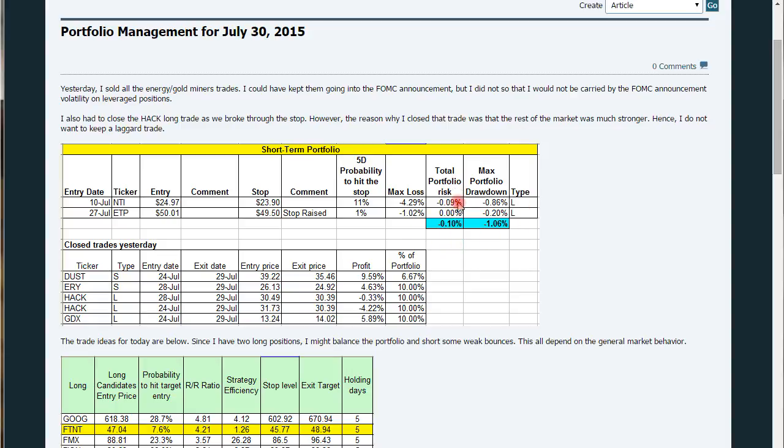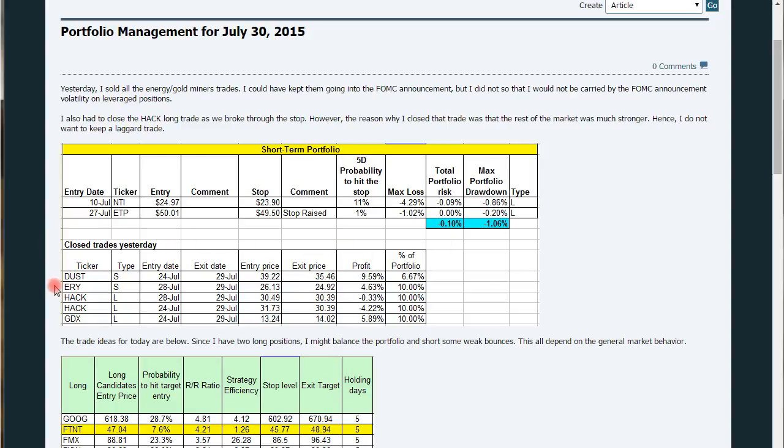So this allows me to manage the risk of the portfolio. The maximum drawdown for the portfolio would be minus 1%. Why? Because each position has a weight of 20%, because I have 5 positions. So the maximum drawdown would be here minus 4% divided by 5, which is 0.86%. It's the same also for ETP. You see I have a maximum loss of 1%, divided by 5, it is 0.2% for this specific position.